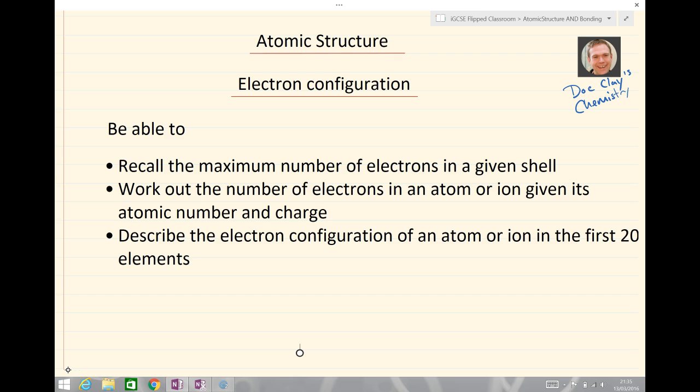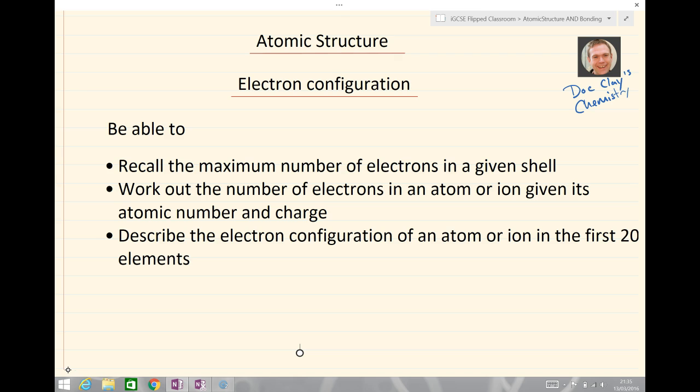Today we're going to be looking at atomic structure and electron configuration, importantly. So by the end of today's lesson you should be able to recall the maximum number of electrons in a given shell, work out the number of electrons in an atom or ion given its atomic number and charge, and describe the electron configuration of an atom or ion in the first 20 elements.